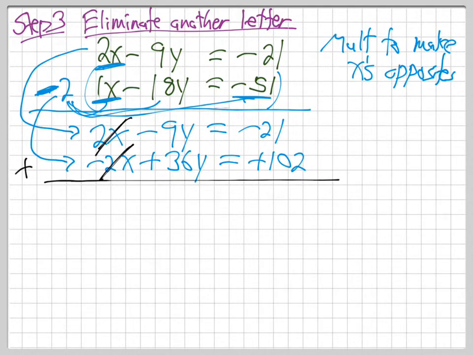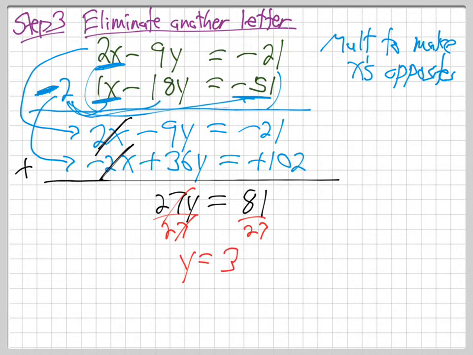These x's cancel. And this is 27y. And this is 81, I believe. Yeah, 81. Okay. So we're getting close on this one. Now we can finish solving for y. Down to one letter. Divide by 27. Y equals 3. We got our hands on y. So we got our first answer. In fact, let me write it over here. Y is 3.